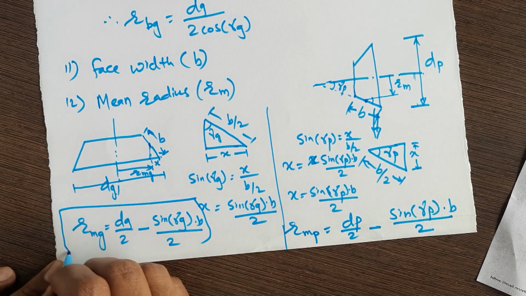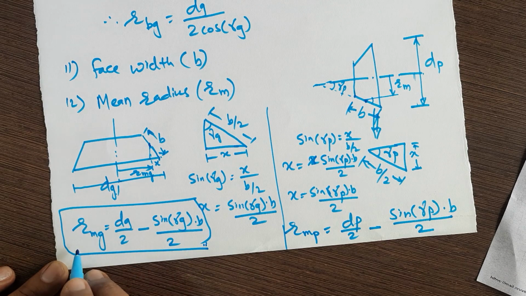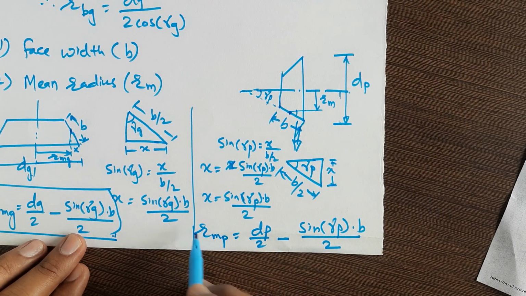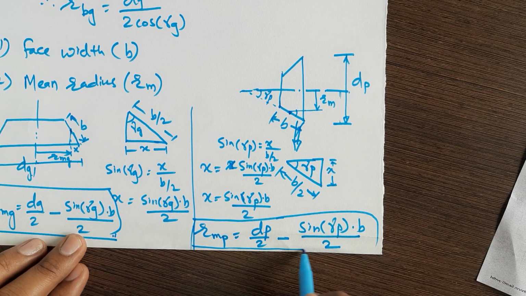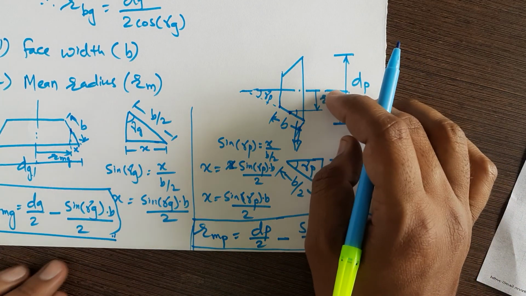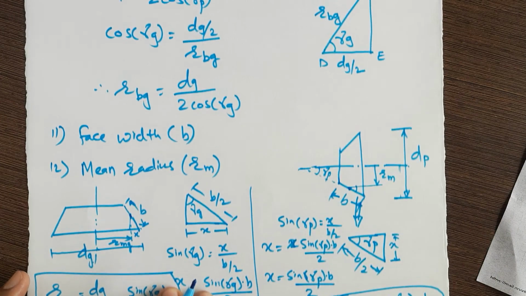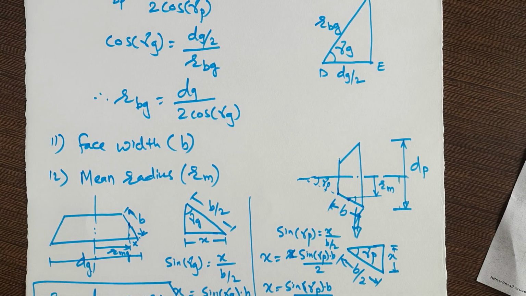Using this formula you can find rmg, and using this formula you can find rmp, the mean radius for the pinion. So in this way you can find the mean radius for the gear and pinion.